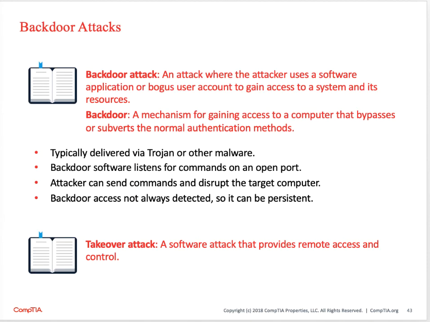Backdoor attacks. So a backdoor is a type of software where the attacker creates a software mechanism called a backdoor, right? The backdoor can be a software utility or a bogus user account, either one. Typically, it's going to be delivered through a Trojan horse. Backdoor software typically is going to listen for commands from the attacker on an open port. Right, so once a Trojan horse has been installed, it listens for signals from the attacker to come through on an open port, and then the attacker can send commands to disrupt that target computer.